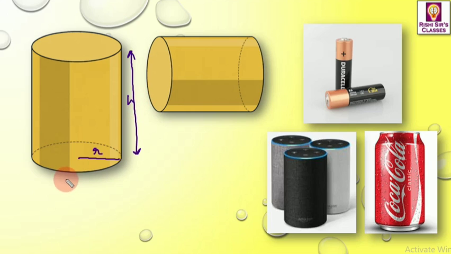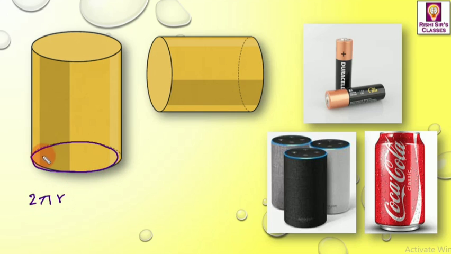For example, we need to find out the CSA of a cylinder. CSA means only curved surface area, ignoring the top and the bottom part. That part we should not count if we are talking about the cylinder's CSA. So we have to consider only the curved portion. Now just assume that we have the circumference of a circle. What is the formula for the circumference of a circle? That is 2 pi r.